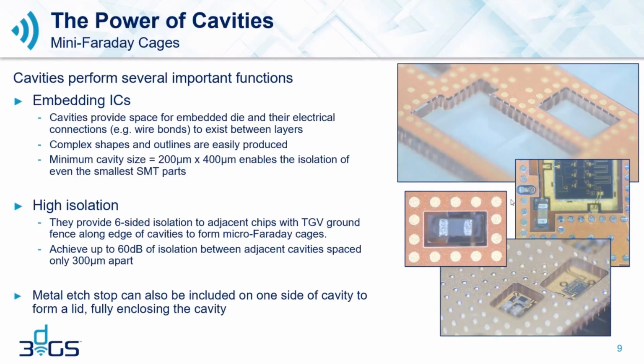Another key feature about these cavities is we can line the perimeter of these cavities with vias that are, again, plated full with copper, and we're able to create mini Faraday cages where you have ground literally on all four sides of the cavity, as well as on top and on bottom with ground planes on the neighboring glass layers. So that enables very good isolation between neighboring cavities.